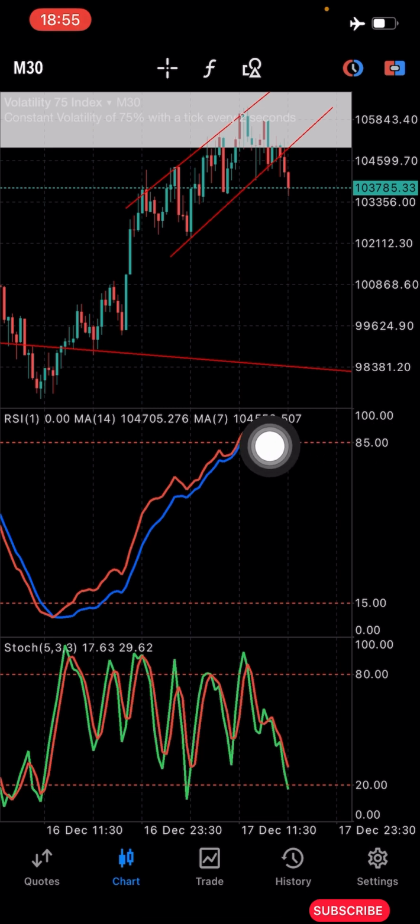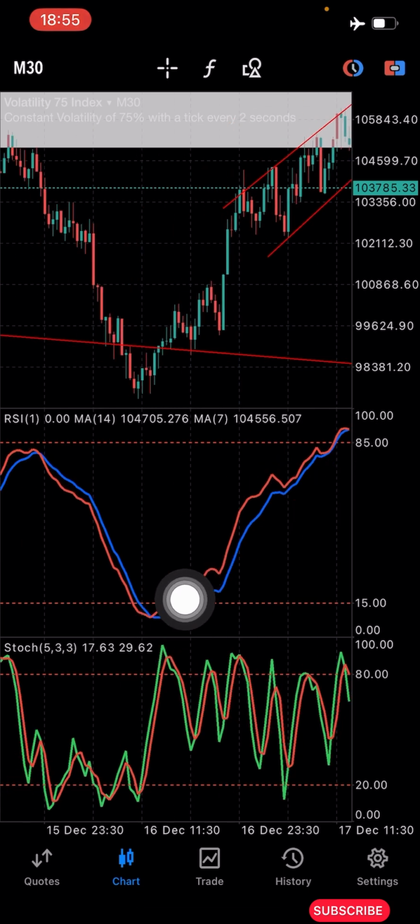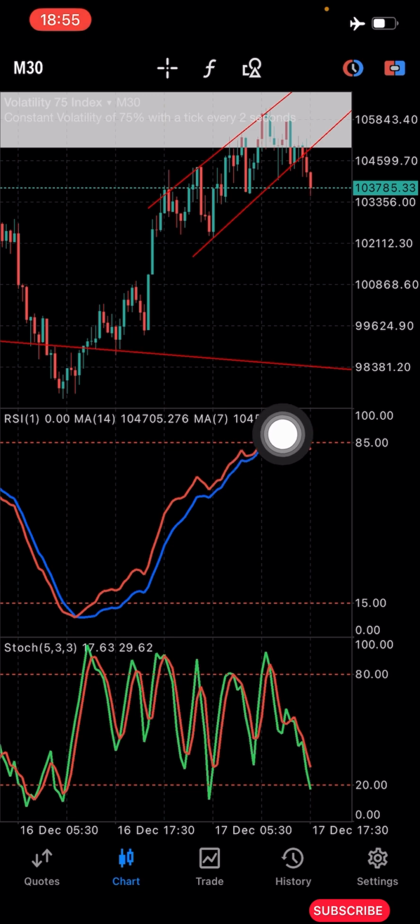Whenever the red is below the blue line, you only look for sell entry. Initially it crossed above the blue, so around this area you only look for buy entries. This is what I just want you to know. After you get this, you have done your analysis from the 30-minute time frame. Now you have to look for sell trades only.